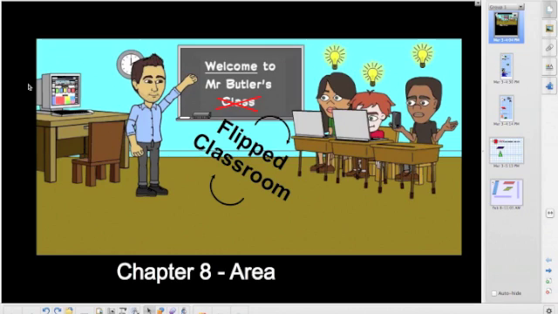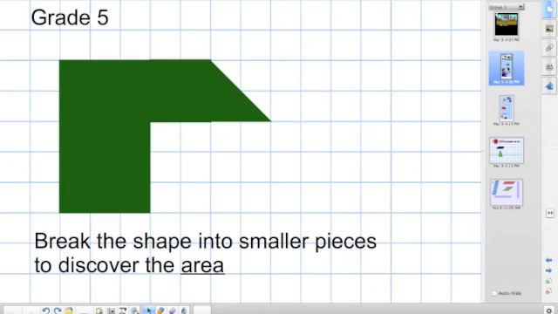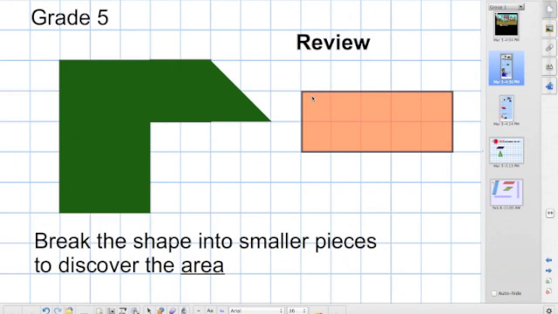We will be talking about Chapter 8, Determining Area. Our focus today is determining the area of irregular polygons. To quickly review from class, the two ways we determine area are counting the square units within the shape: 1, 2, 3, 4, 5, 6, 7, 8, 9, 10. 10 square centimeters or 10 units squared.